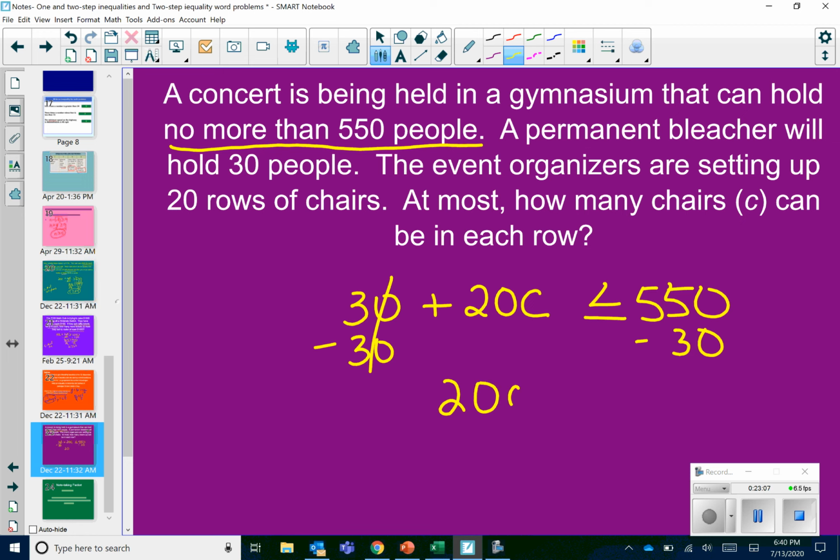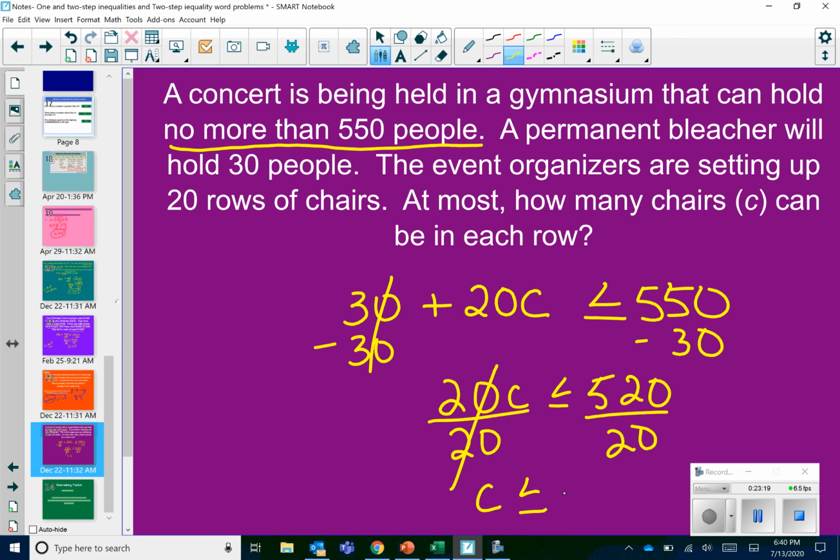That leaves me with 20C is less than or equal to 520. We're going to divide through by 20. And that's going to leave us with, let's see, 23 times, nope, that's not right. Hang on. So that goes in 26 times. Oops. So that means that you can have 26 or fewer chairs in each row in order for you to keep the capacity of the gym at 550 people or less.